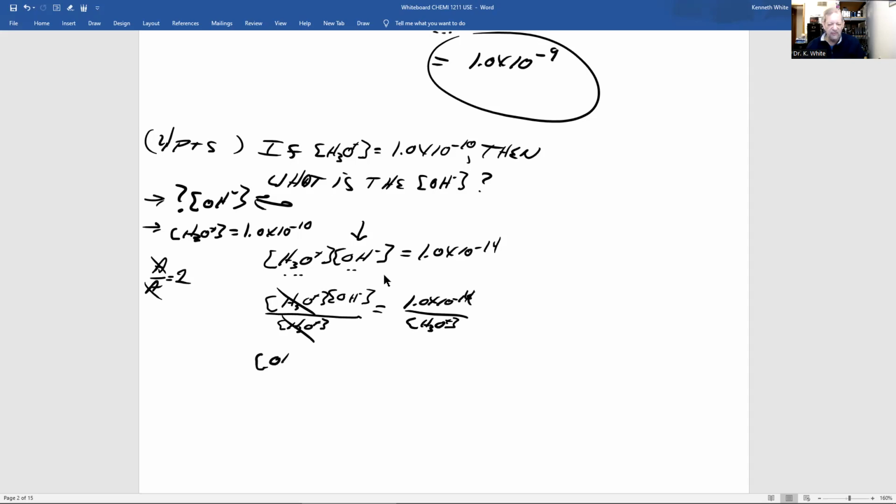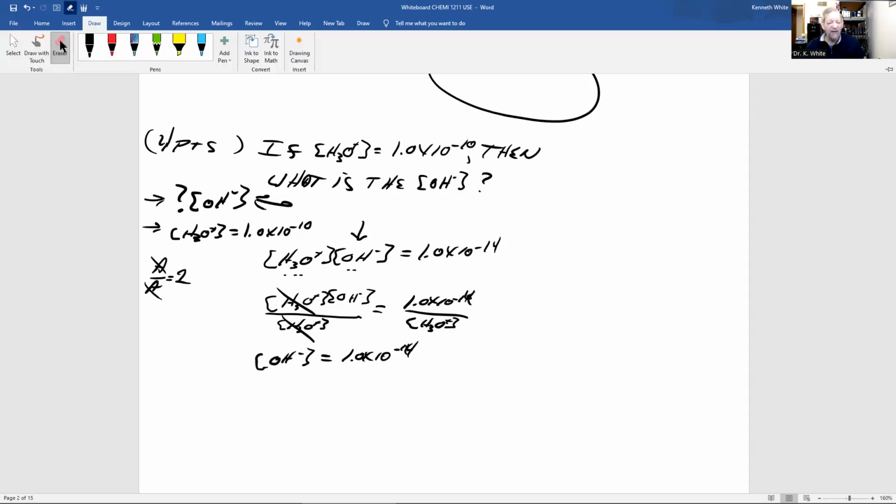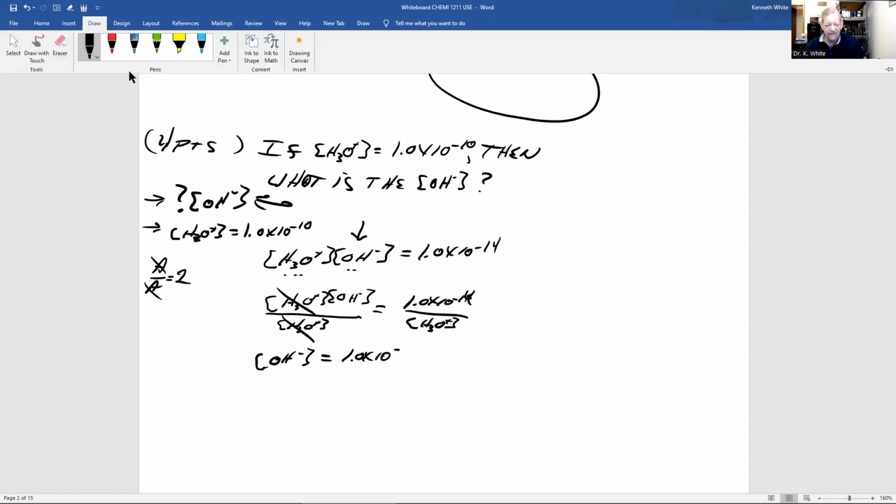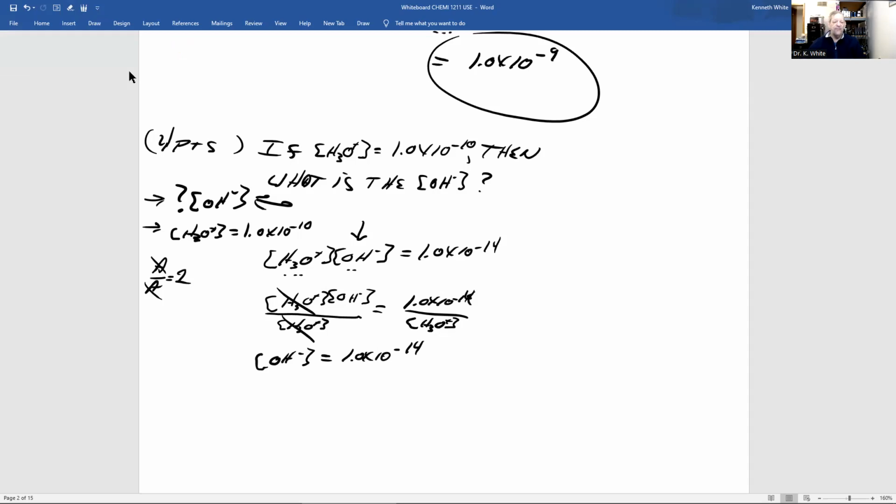I'm left with OH minus concentration, hydroxide, equals 1.0 times 10 to the minus 14th. Hold on, I can't draw 14 right. Okay, let's try it again. That's nicer. Divided by the hydronium ion concentration. I know this is still 1.0 times 10 to the minus 14th. And what's the hydronium ion concentration? It's right there, 1.0 times 10 to the minus 10.